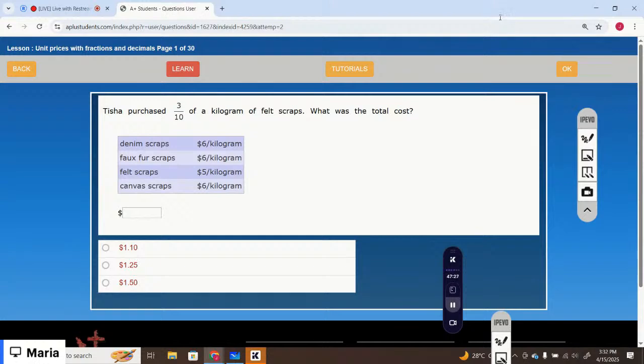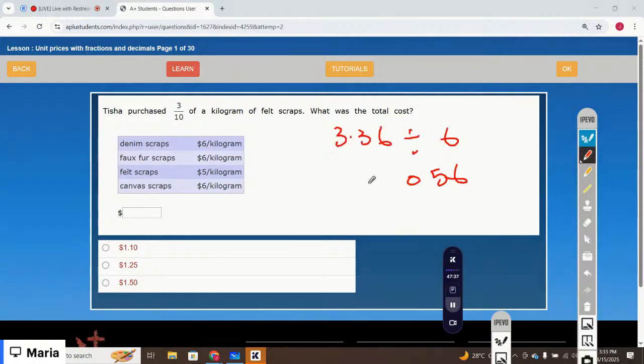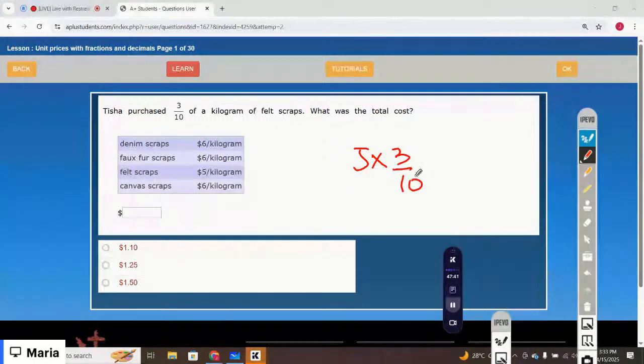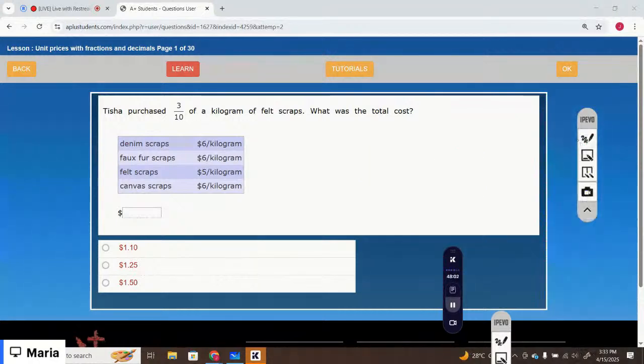So felt scrap is $5 per kilogram. She bought 3 by 10. So you need to calculate 5 times 3 by 10. 5 times 3 is 15. 15 divided by 10 is $1.50. So that means $1.50. Option number 3 is the correct option. That is $1.50.